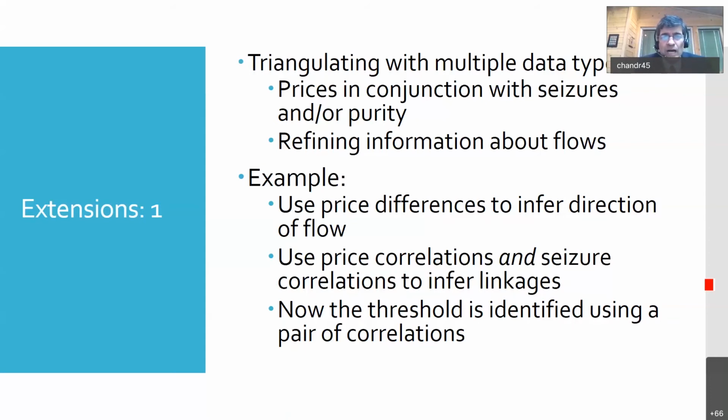So what I'm going to do next is show you one example. It's just going to be a very quick example. We're going to use price differences to infer the direction of the flow of the drug, like we did earlier. But now we're going to use not only price correlations, we're also going to use the correlations of seizures across cities or countries to infer linkages.